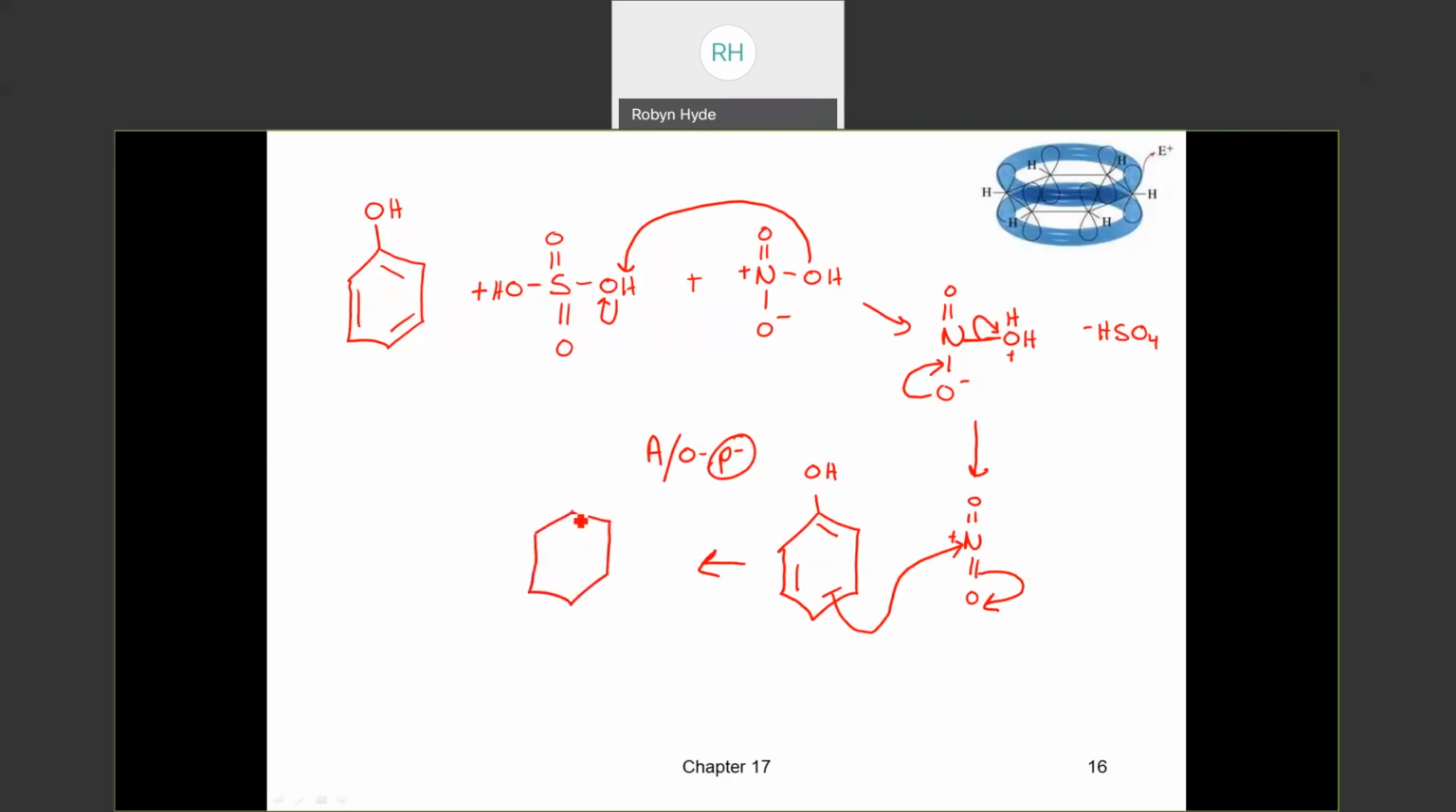So now what do I have? I have the phenol. I've done no chemistry there, no chemistry there. I've added my new electrophile to the para position. So now it looks like this.